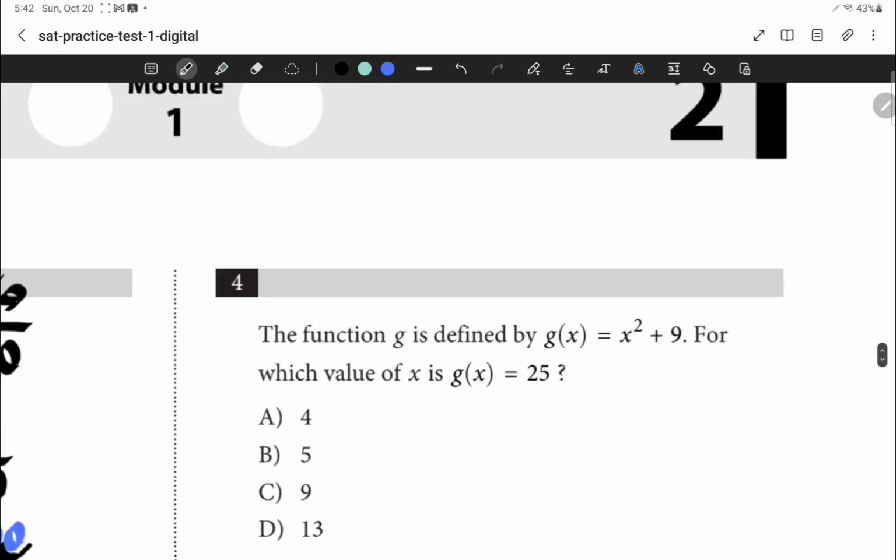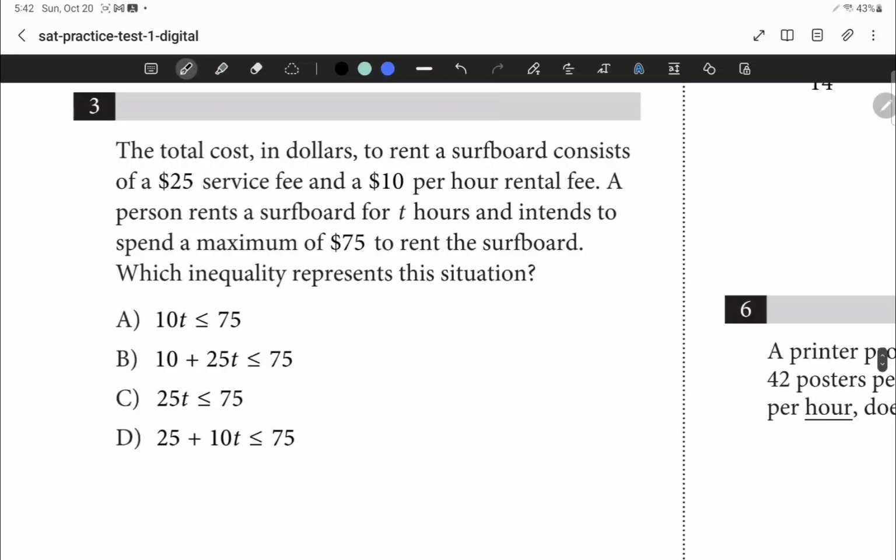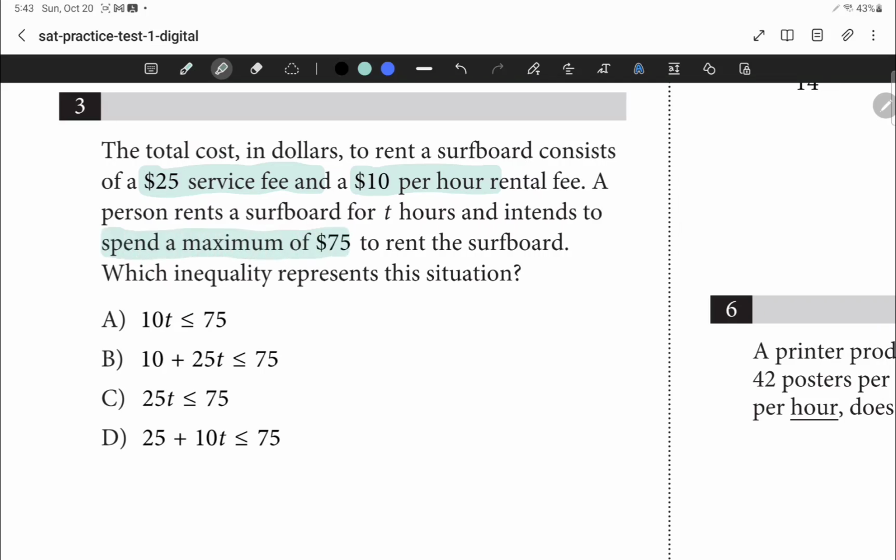All right, pretty easy. Let's go down. Now, whenever you get to word problems, underline everything that's important. I will underline the numbers and the words right next to them. Right here we have 25, and it has the words service fee right next to it. Then we have $10 per hour, and then we have a spend maximum of 75.